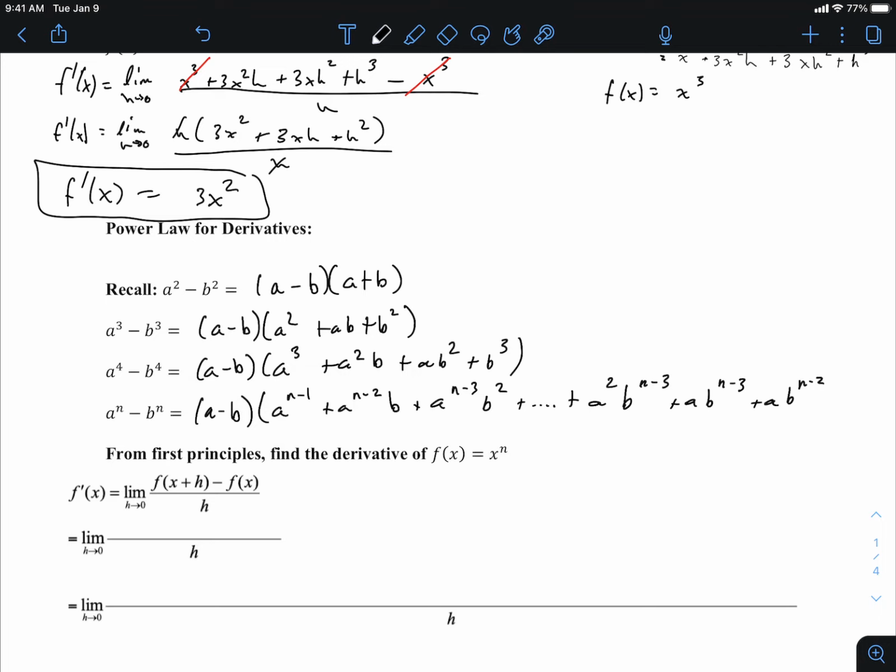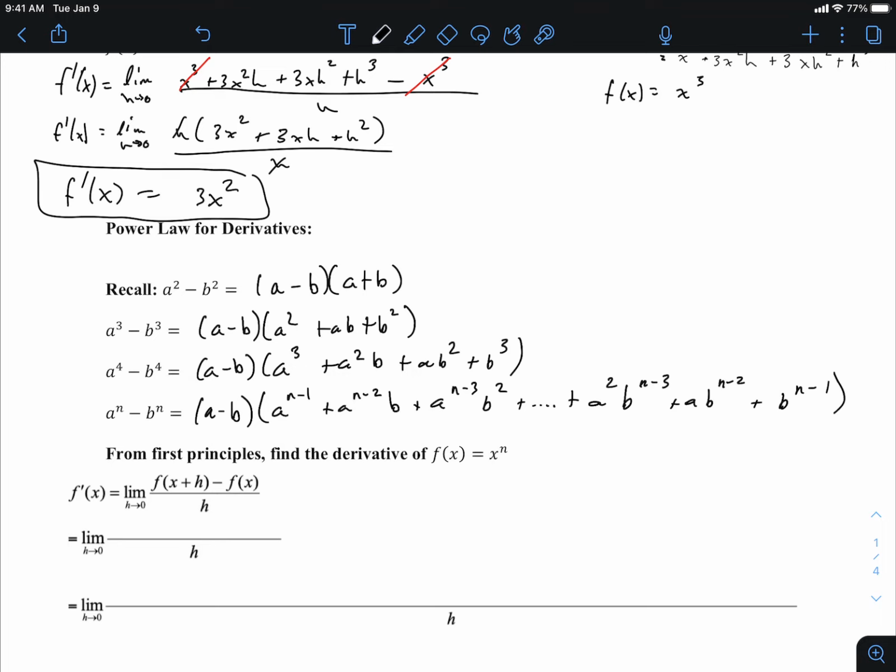Oh, I wrote that one twice. Oh no, I'm okay. One sec, sorry. Then 2, a, b, and then we lose the a, and we're just left with b to the n minus 1.